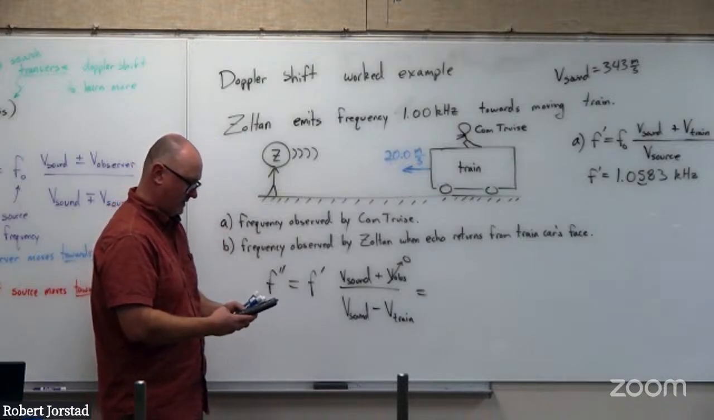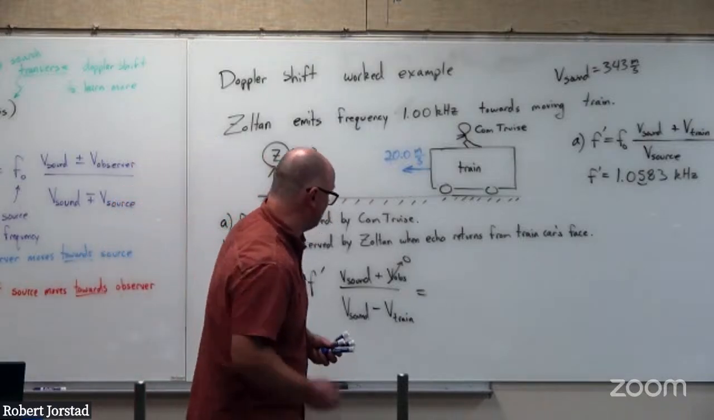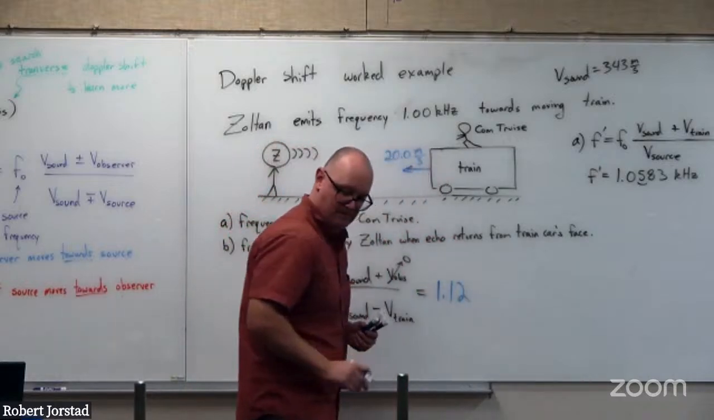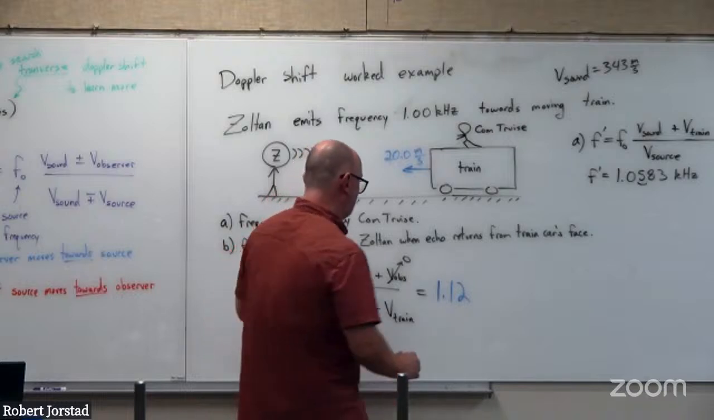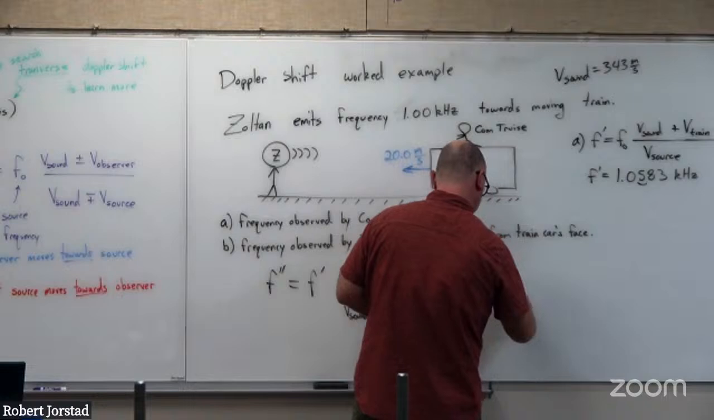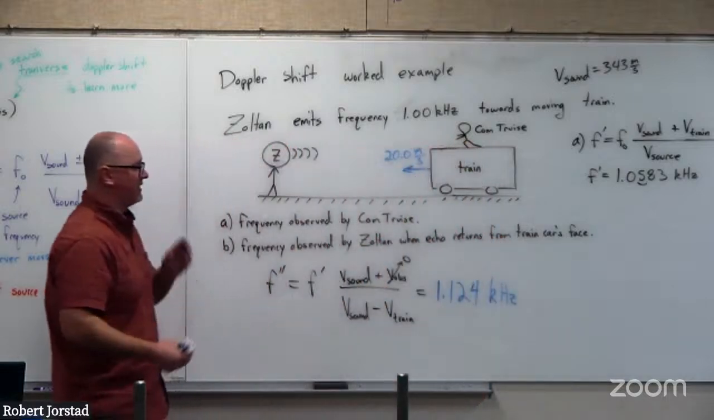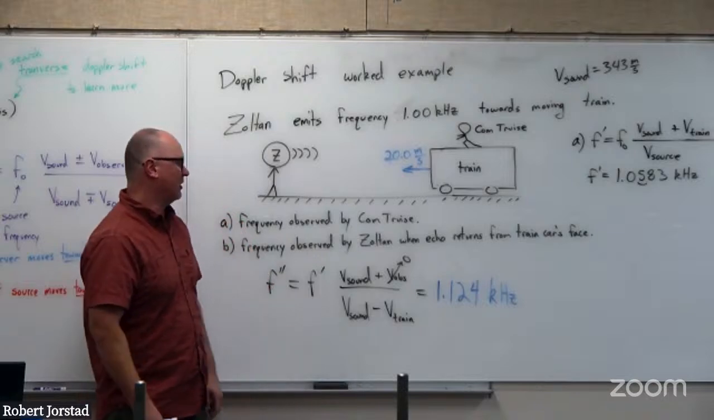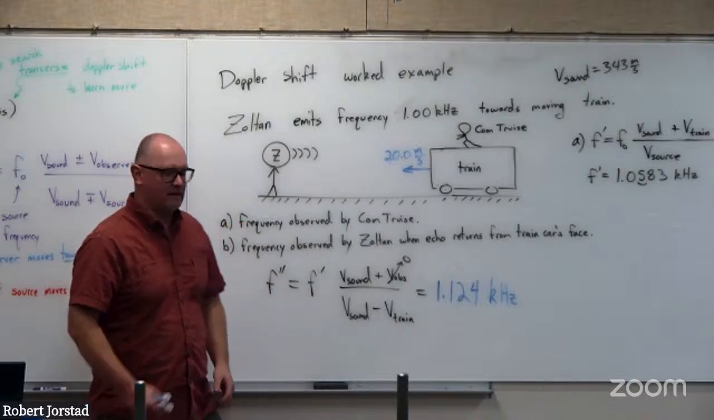Okay, I got 1.124 kilohertz. So this is the tricky part. When you have an echo, you've got to remember to shift the shift. All right, so hopefully that helps you understand that. There's not much more to that.